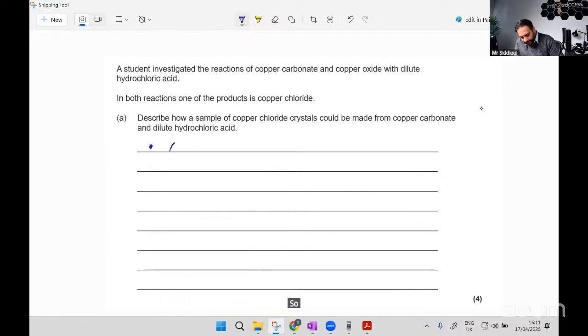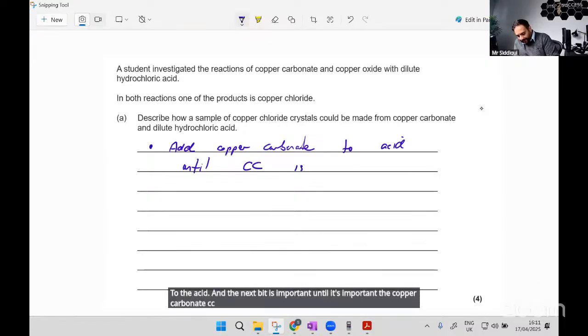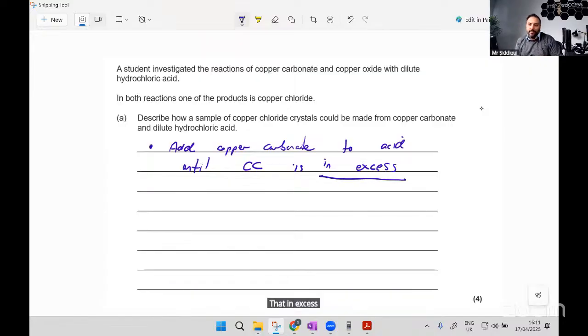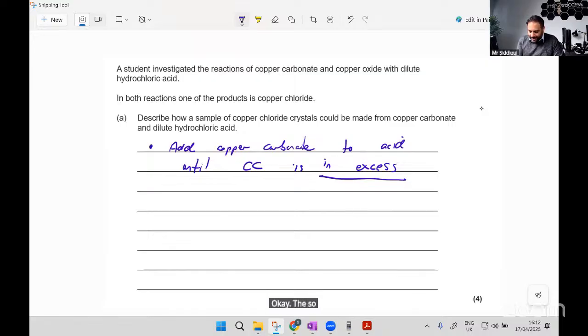So what you would do is you add the copper carbonate to the acid, and this next bit is important, until the copper carbonate is in excess. That in excess is important because what we're trying to do in this required practical is make sure all of the acid gets used up. We want the acid to be the limiting reactant. So we add copper carbonate to acid until copper carbonate is in excess.